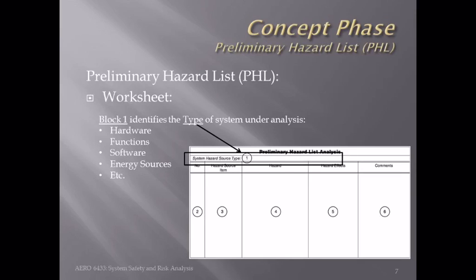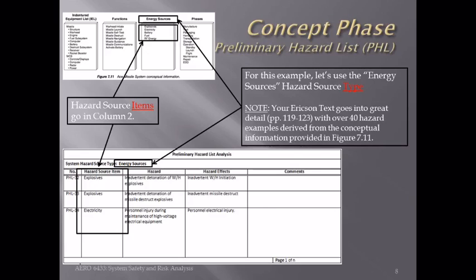Here is your sample worksheet for the preliminary hazard list. It only has a few columns. It's very preliminary in nature. We have supplied this sample worksheet as a Word document in the resources section of your learning platform. Block 1 identifies the hazard source type that we just talked about, while the hazard source item also comes from the engineering documents. And here's an example from your text.